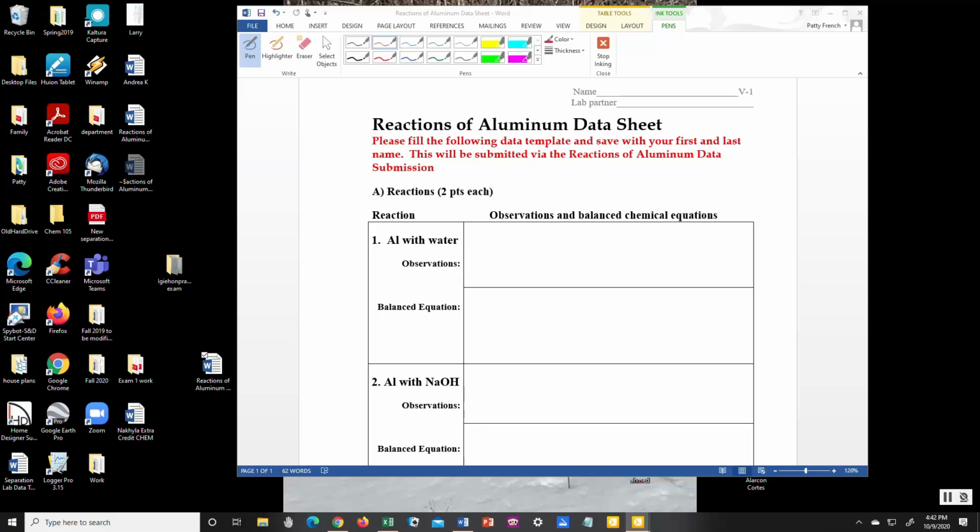Okay, so we're going to process the data that you got from your alum lab. And the first thing we're going to do is look at those reactions, or lack thereof, that you saw demonstrated for you by your lab instructor. They were on top of the benches. The first one we saw was aluminum with water, and with aluminum and water, essentially, there were no observed changes.